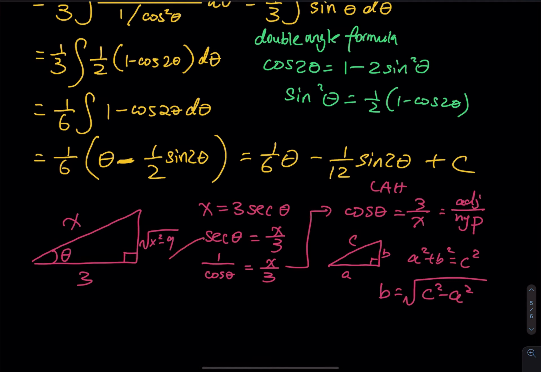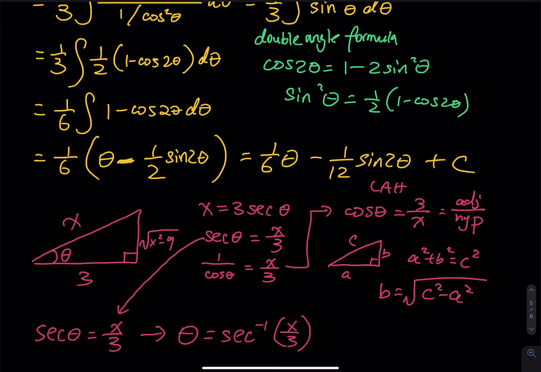So we have secant theta equals x over 3. We want to know what theta is, right? That means theta is equal to inverse secant of x over 3. So the theta is done. And then the next step is to figure out the 2 theta, the sine of 2 theta. So how do we get that? How about we rewrite sine of 2 theta?